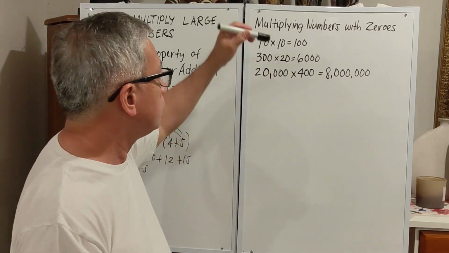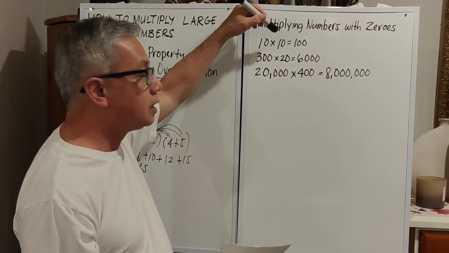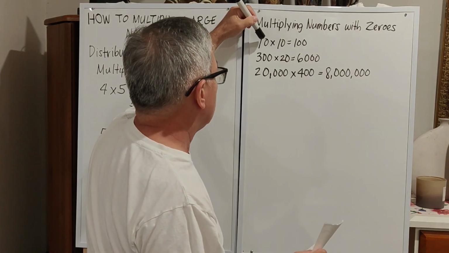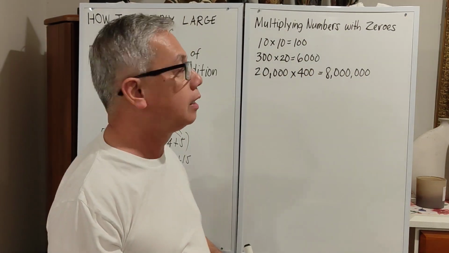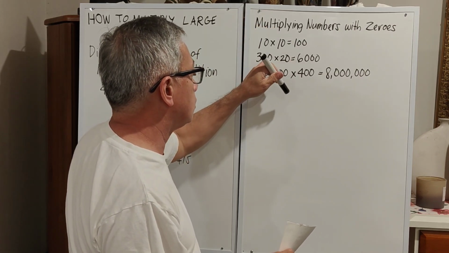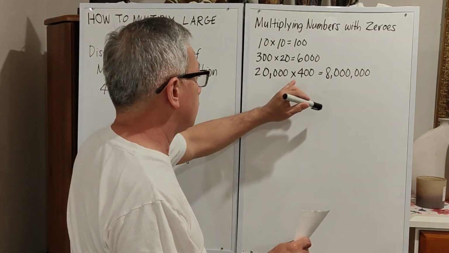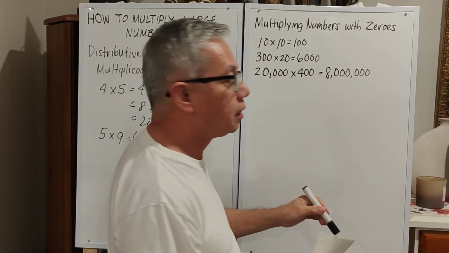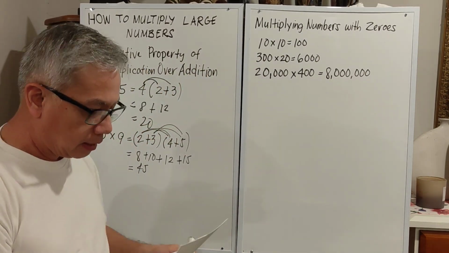For multiplying numbers with a non-zero first digit followed by zeros, we just need to multiply the first digits and then add all the zeros. For example here, 10 times 10: 1 times 1 is 1, and then there are 2 zeros, so we put 2 zeros, 100. In here, we multiply 3 times 2 is 6, and then we add the zeros, 1, 2, 3, we got 3 zeros. In here, 2 times 4 is 8, and then we get 1, 2, 3, 4, 5, 6 zeros, so we put 6 zeros.